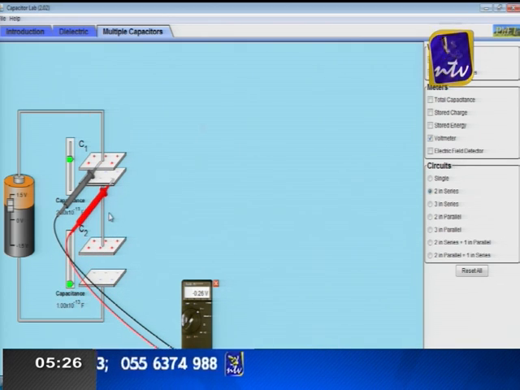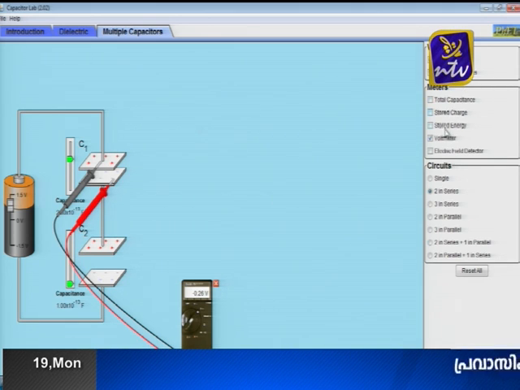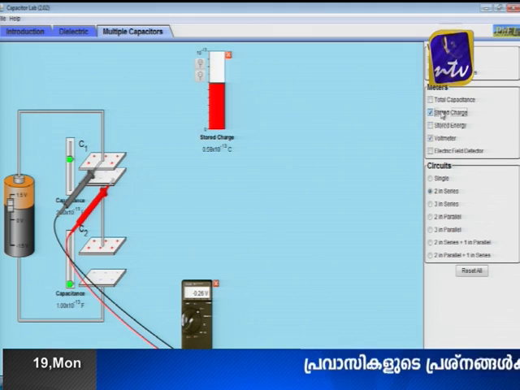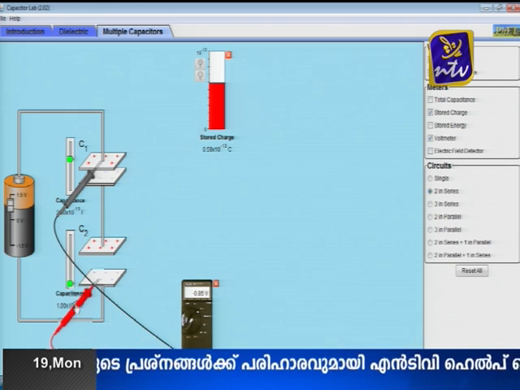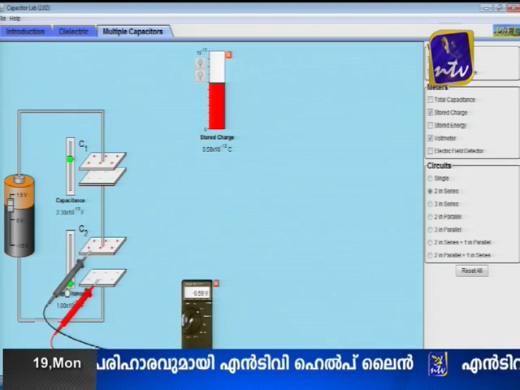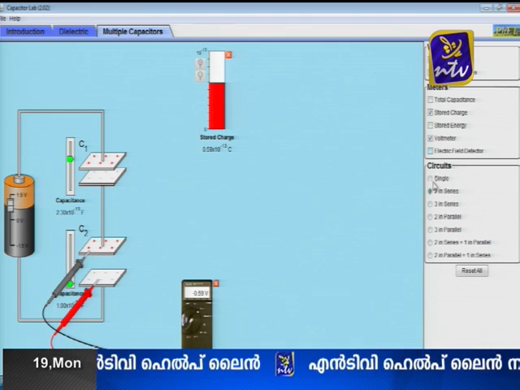Now let us see what about the charge possessed by them. So we can clearly make out, see, show stored charge. If you find the charge on this is this much, in both the charge would be the same only. There is no variation in the amount of charge because they are in series.